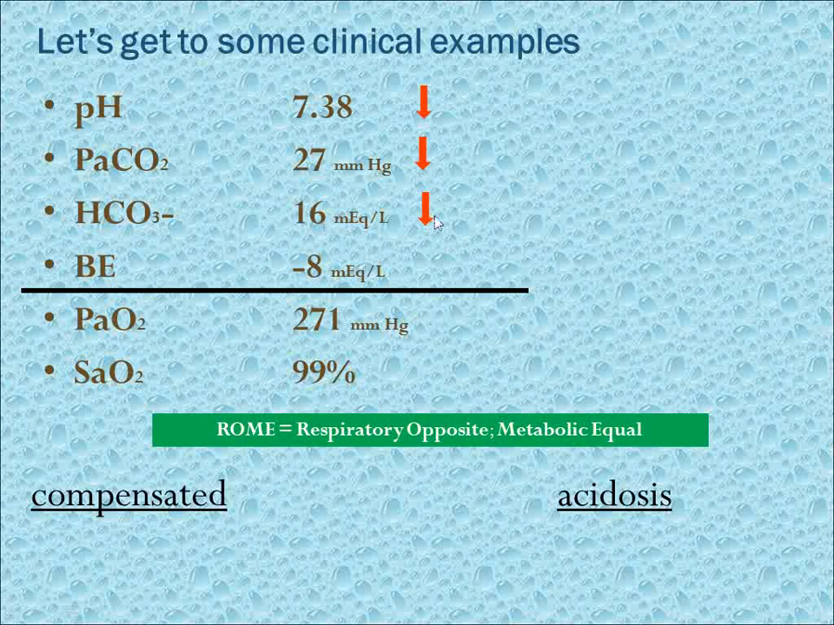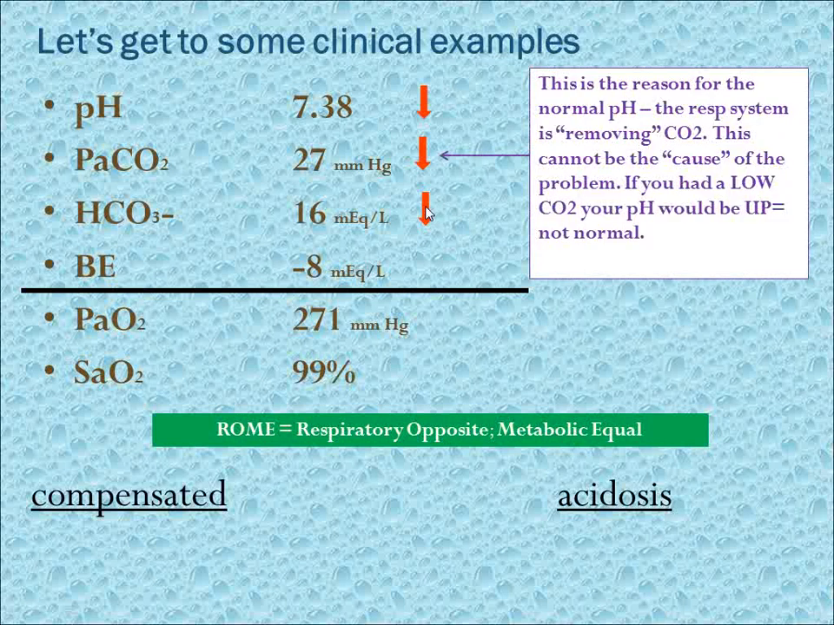Then we look at the bicarbonate and we see that the bicarbonate is low. The arrow is pointing down. The arrow for the pH is pointing down. We have a match. We have the metabolic is equal. These arrows match, and so therefore we can identify that this is a compensated metabolic acidosis, and compensation has occurred by the respiratory system, which we know reacts within minutes by increasing the respiratory rate and or increasing the respiratory depth, and we are blowing off CO2.